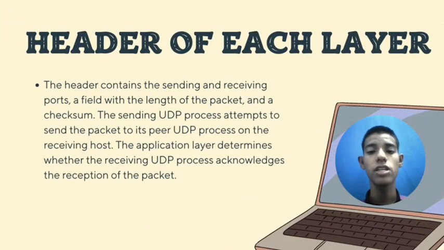Next, we go to the header of each layer. The header contains the sending and receiving port, a field with the length of the packet, and a checksum. The sending UDP process attempts to send the packet to its peer UDP process on the receiving host. The application layer determines whether the receiving UDP process acknowledges the receipt of the packets.